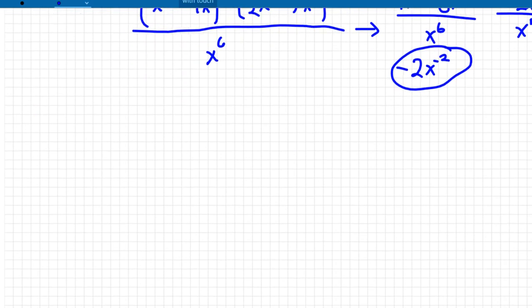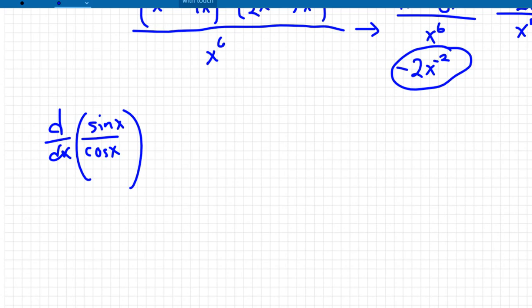Something you'll do a lot in Calc 1 especially, actually all throughout calculus. If you continue on, you'll use a lot of trigonometric functions and their derivatives, and it's very important stuff. So the next example, we'll do an example of a trigonometric function. Let's say we need to find the derivative of sine x over cosine x. If you're real smart, you recognize this as tangent x. But we want to use the quotient rule to actually find the derivative of tangent x.